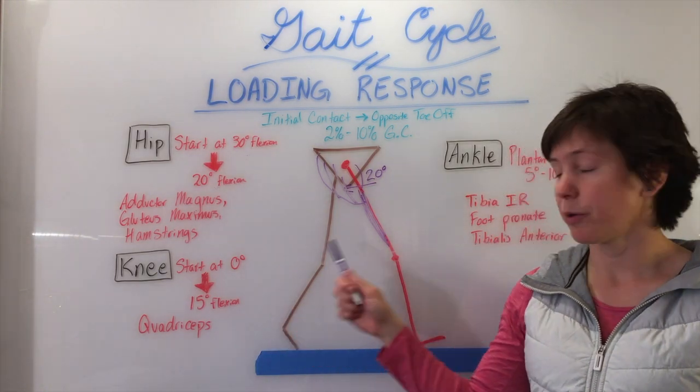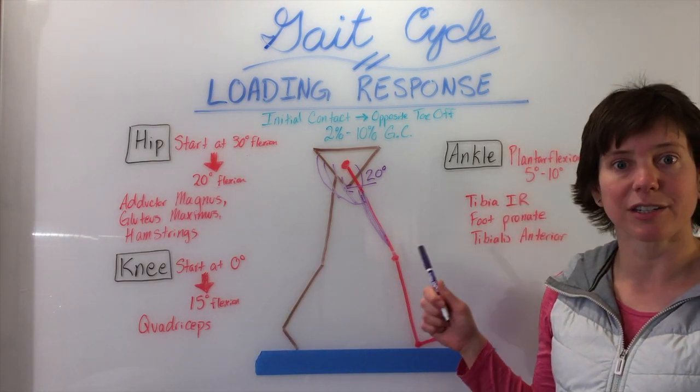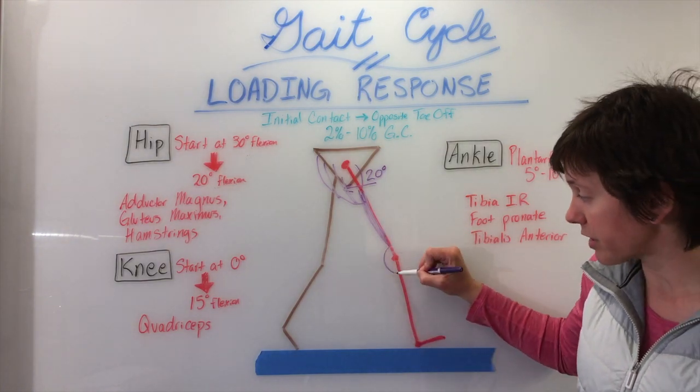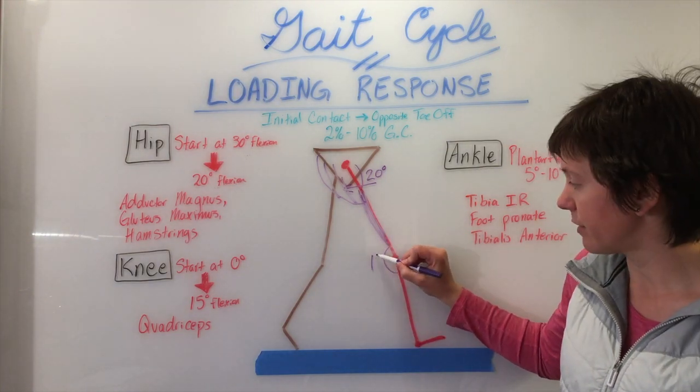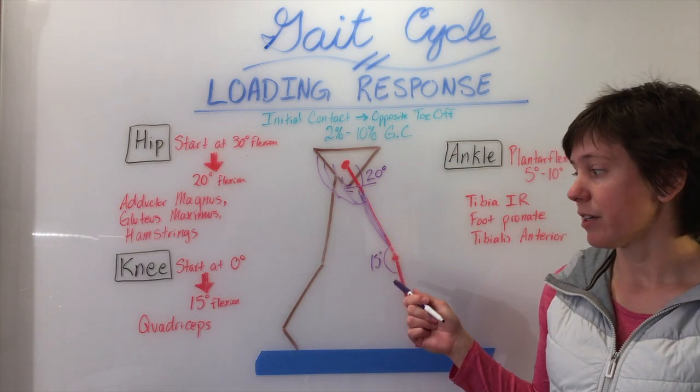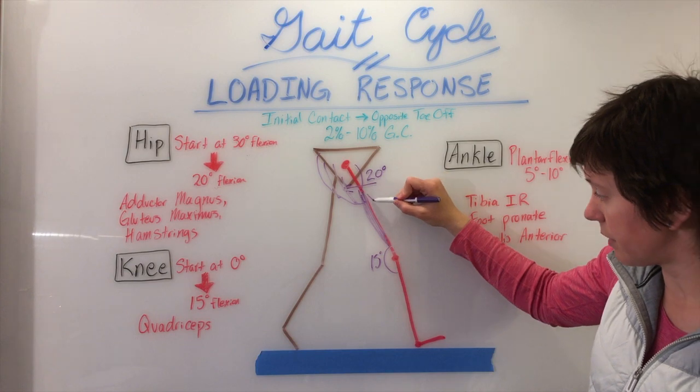The knee will start at 0 degrees at initial contact, and through the loading response, it will flex to about 15 degrees. And the muscles activated to help the knee are the quadriceps.